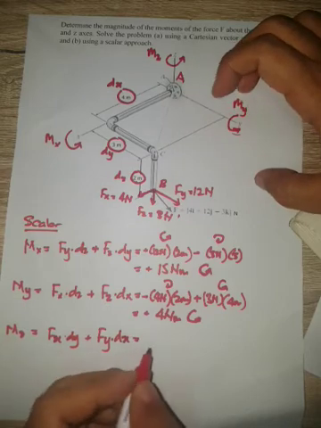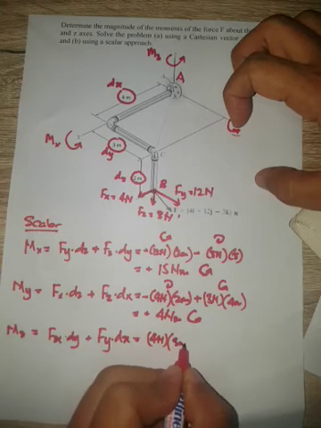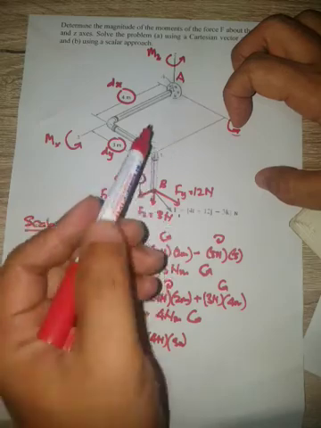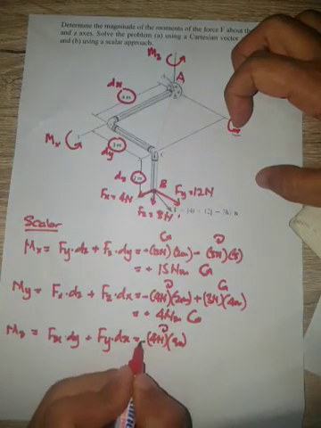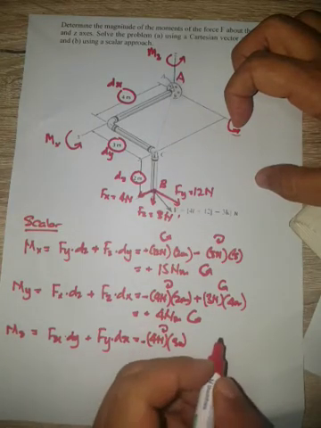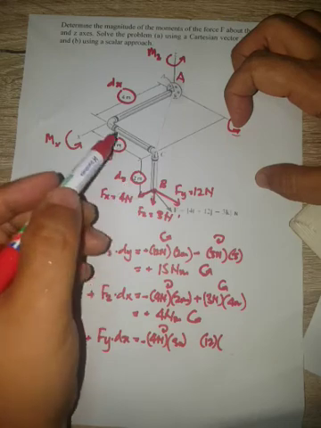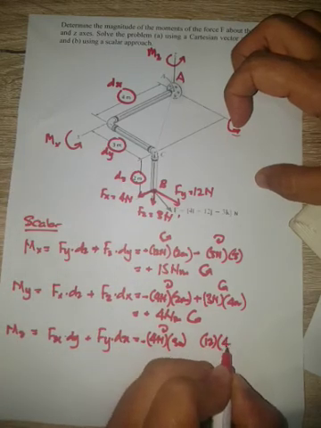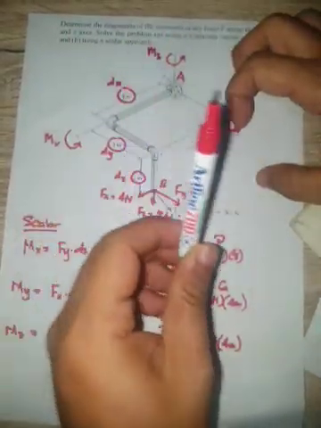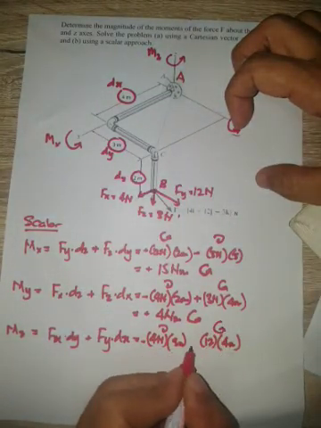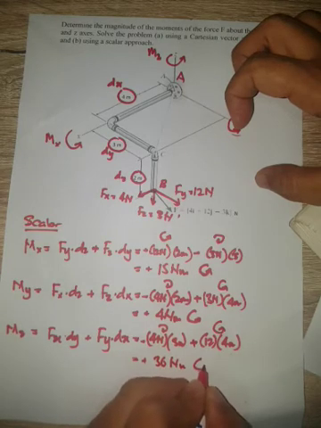So we replace the values here. Fx is 4 Newton times dy, which is 3 meter. Fx creates the rotation in this direction, against this arrow, so it's going to be negative here. And then Fy is 12 Newton times the perpendicular distance dx, 4 meter, and it's going to rotate in this direction, so it's going to be positive. So we get positive 36 Newton meter in this direction.